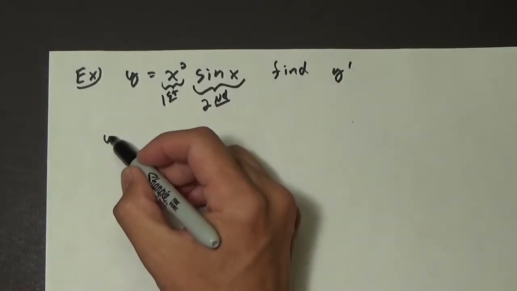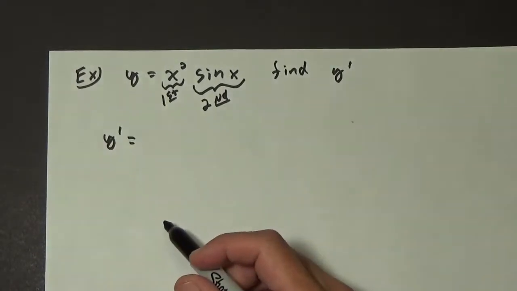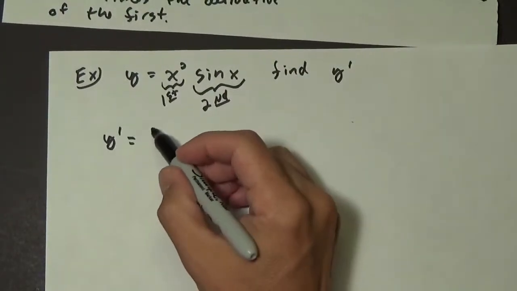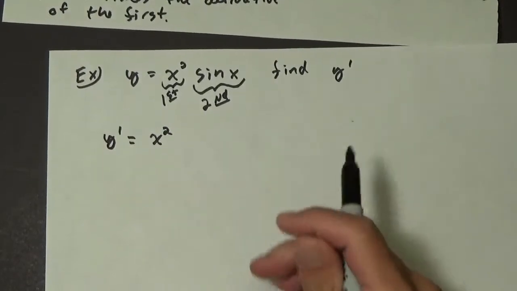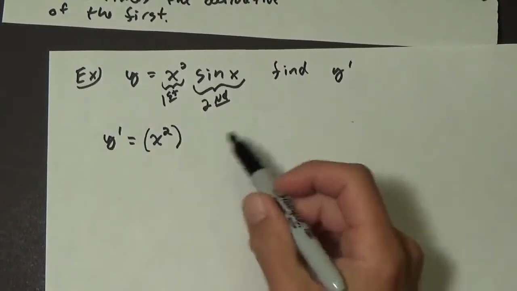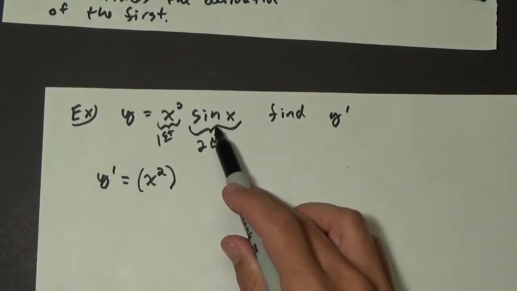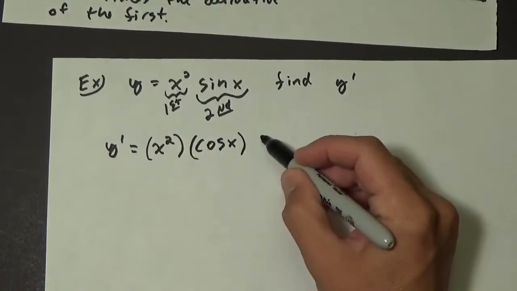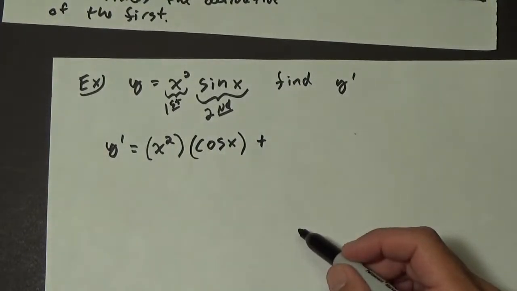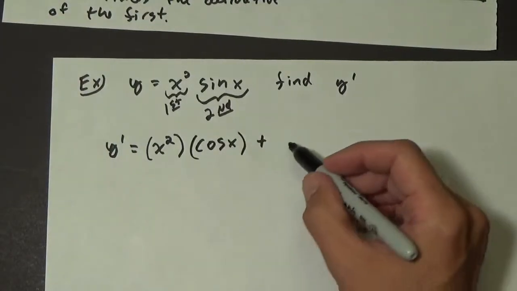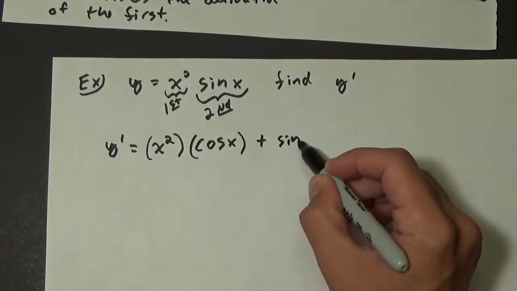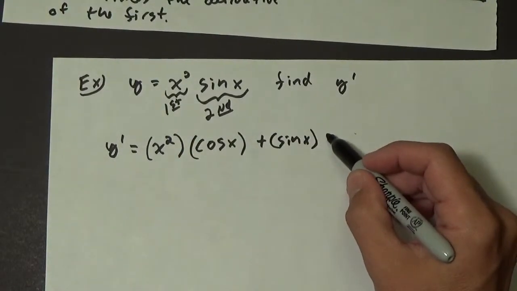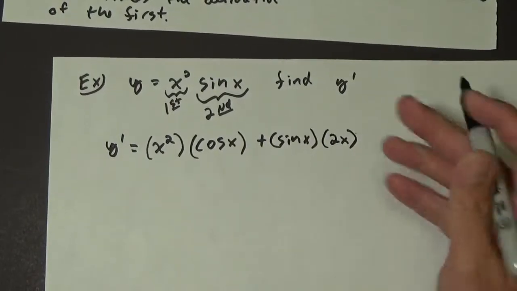Okay, so let's take the derivative, y prime. So we have the first, which is f of x. So we just write it down again, x squared. And then we're going to multiply this by the derivative of the second. So the derivative of the sine is the cosine of x. Plus the second, well, we write down the second again, which is the sine of x, times the derivative of the first. The derivative of x squared is 2x.